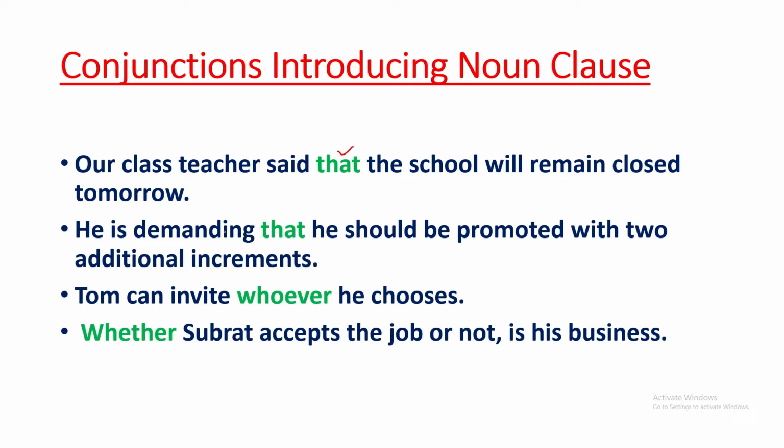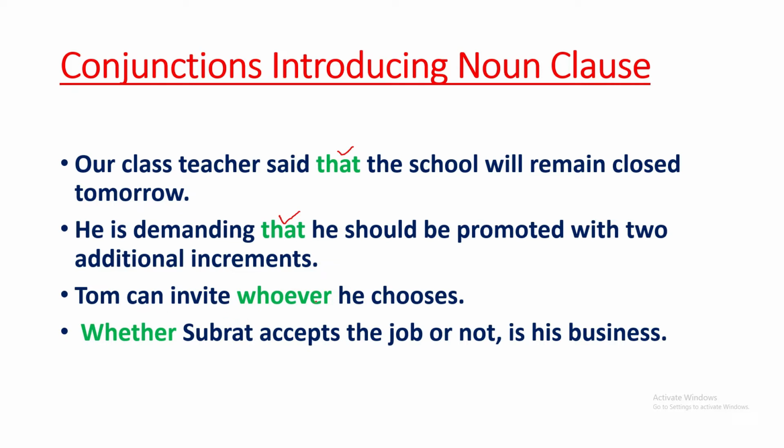He is demanding that he should be promoted with 2 additional increments. The same thing: he is demanding is the independent clause, and that introduces the subordinating clause that he should be promoted with 2 additional increments. The sentence he should be promoted with 2 additional increments is one statement. This functions as a noun. So it is a subordinating conjunction introducing a noun clause. When a clause functions as a noun, that is one noun clause.